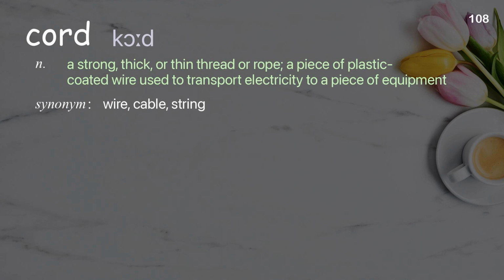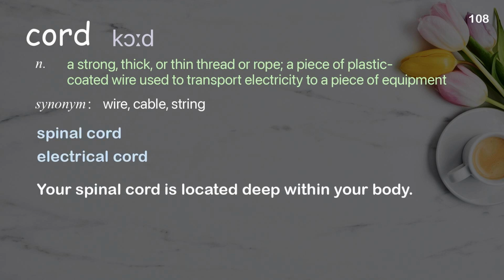Cord. A strong, thick, or thin thread or rope, a piece of plastic-coated wire used to transport electricity to a piece of equipment. Examples: Spinal cord, electrical cord. Your spinal cord is located deep within your body.